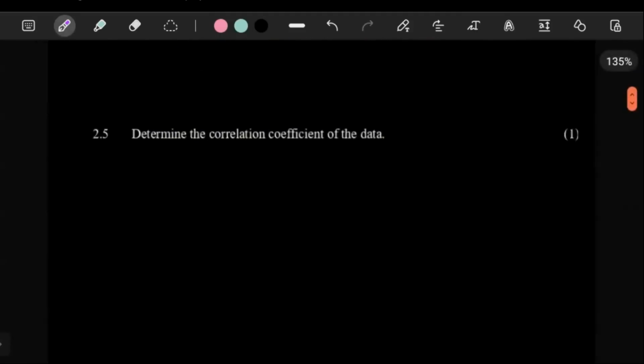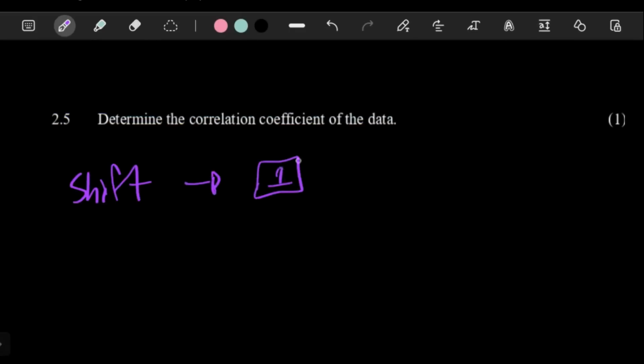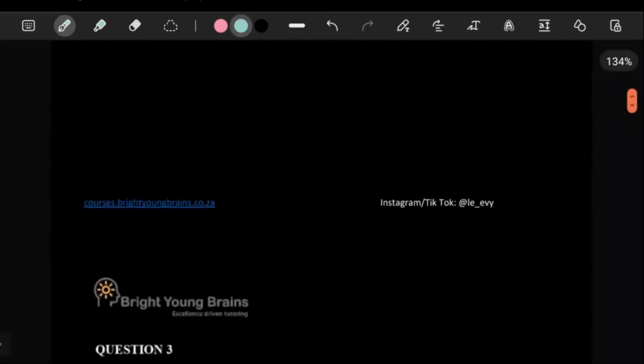Again, free marks here. You're going to use your calculator again. You press shift, and then button number 1, stat. And then you're going to press reg again. You're going to go to R. Our R in this case is 0.98. There we go. That's the way we like it.